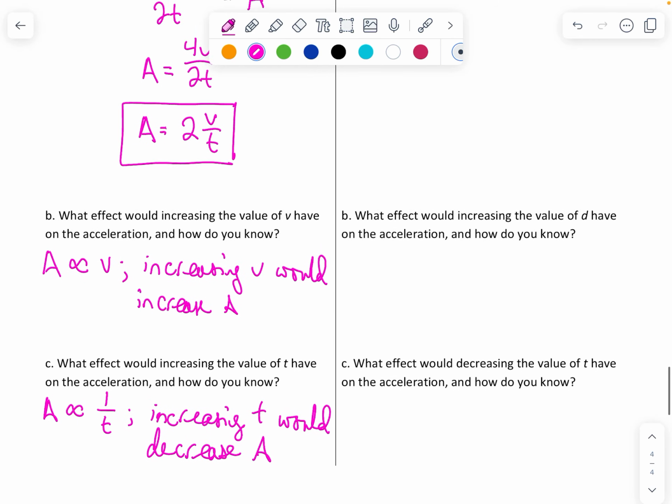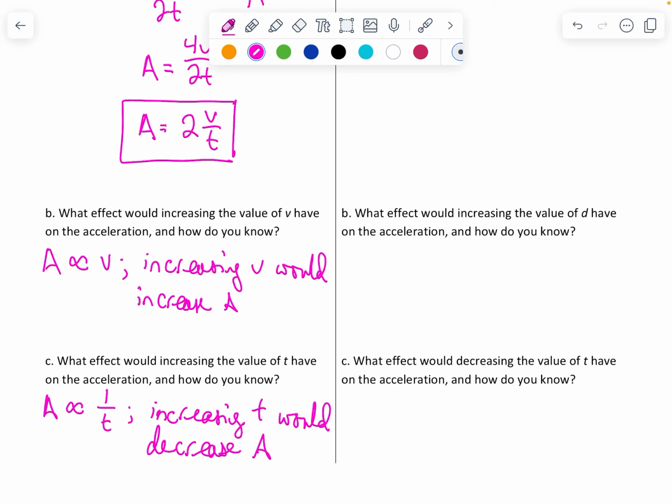So hopefully you're kind of getting the hang of it. It's just something that takes practice, and treating letters like numbers definitely is a little unfamiliar. If you have any questions, keep track of them and we'll go over it together.